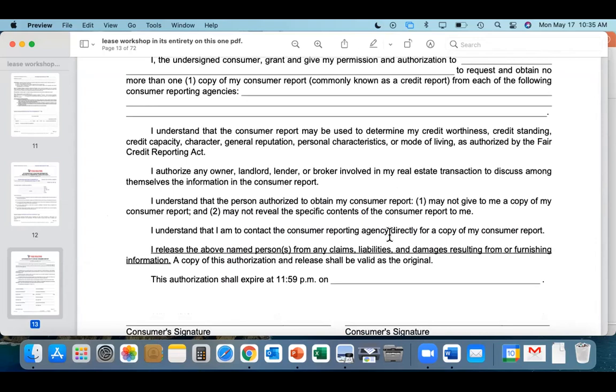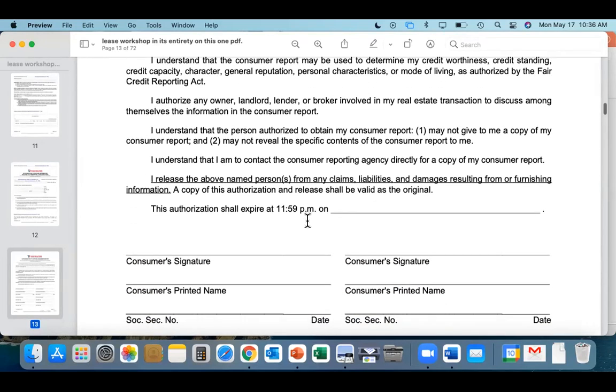It says the tenant is going to sign that they understand that the consumer report may be used to determine their credit worthiness, credit standing, credit capacity, their character, general reputation, personal characteristics, or mode of living, as authorized by the Fair Credit Reporting Act. I authorize any owner, landlord, or lender, or broker involved in my real estate transaction to discuss among themselves the information in the consumer report.